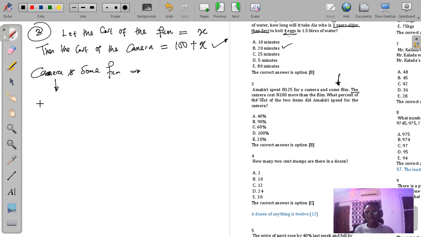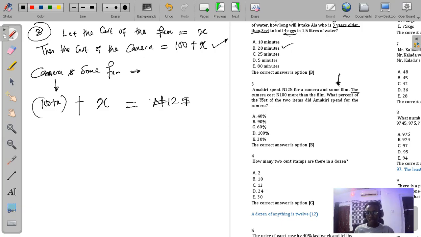Let me write it down here. 100 plus X, right? And for the film I have X, right? Then it spent how much? 125 naira. Can you see the expression now? That is 100 plus X is equals to 125 naira. Is that clear?